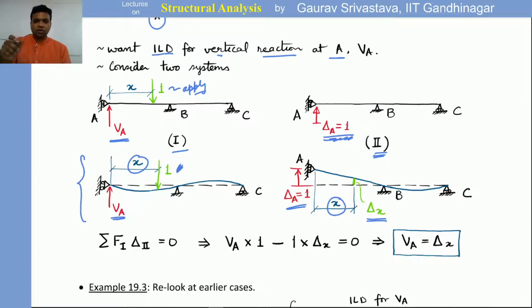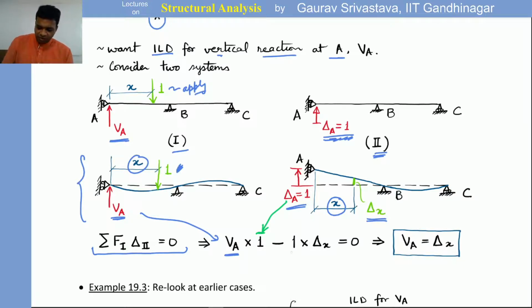Okay, so now these are two systems which are not related, and hence we can use the principle of virtual work, where we say that the summation of forces in 1 times displacement of 2 is equal to 0. So we have VA, which is the force from 1, times 1, which is the displacement from the second one. These are in the same direction, so there is a plus sign.